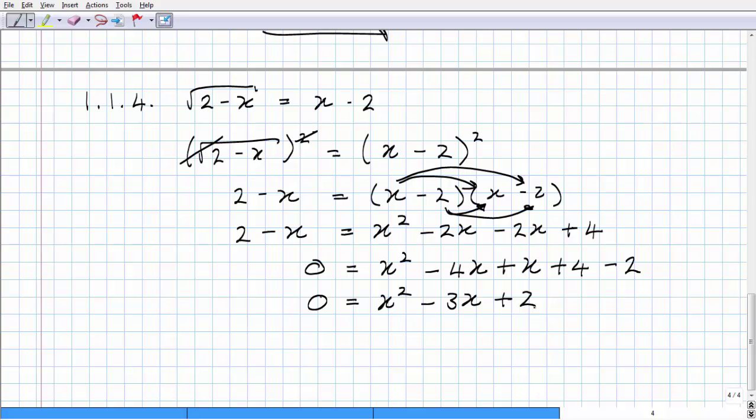Okay, so if we solve that as a trinomial, we end up with x, and the factors of 2 are 1 and 2. It's the only factors. So we have 1 and 2, and minus 1 minus 2 gives us minus 3. Okay, and minus 1 times minus 2 is obviously 2. So therefore, we solve this and we say, well, x equals 1 or x equals 2.